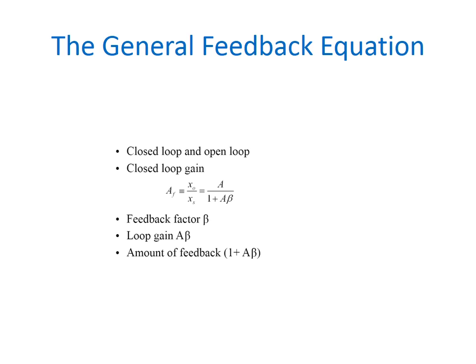That can be represented as AF equal to the output signal over the input signal, that is Xo by Xs, which can be calculated as A divided by 1 plus A beta. Beta is nothing but the feedback factor, A is the amplifier gain, and the overall loop gain can be calculated as the product A beta. The amount of feedback is given by 1 plus A beta.